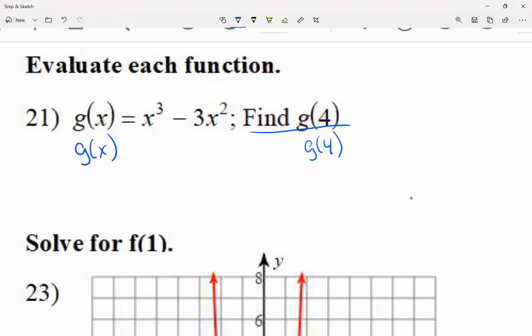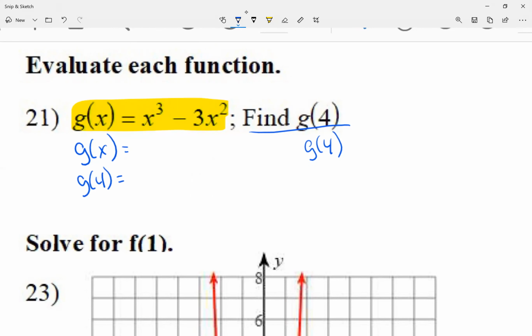Now, when you look at the two things that I just wrote, g of x, g of 4, all I really said is that I want you to find this function. What is this equal to? But the value of x is equal to 4. That's basically what I said. Because I have g of x, I gave you something about g of x. G of x equals something, but then I want you to find g of 4. So again, all I said was x is equal to 4.